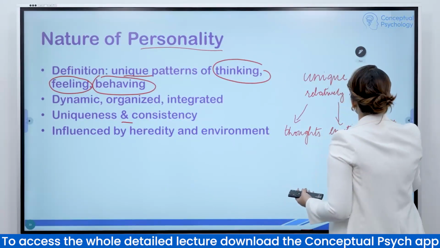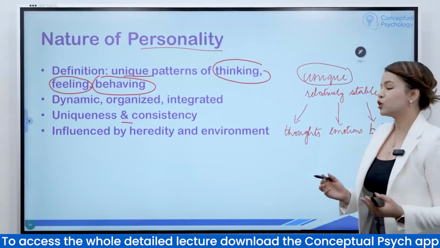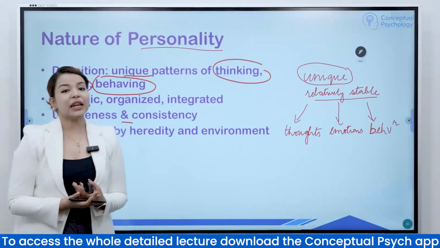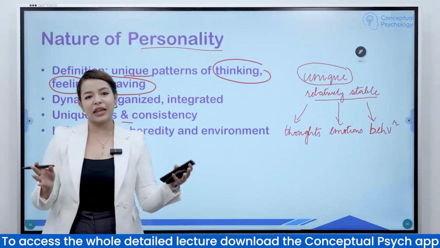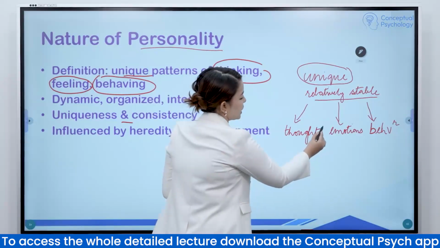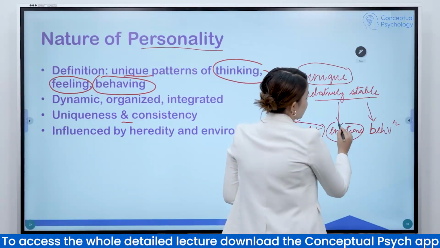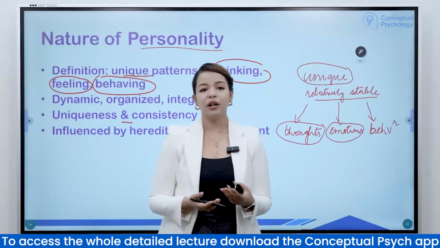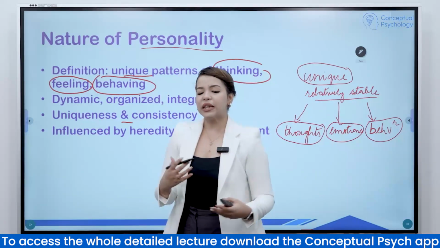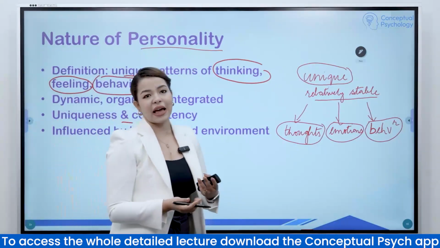A few things are important to note here. One, these patterns are very unique to each person. Two, these are relatively stable. Why relatively stable? Because though our personality does evolve over time, it is more or less stable and consistent over our periods of development. And what are these patterns? These are patterns of one's thoughts, that is how a person thinks, our emotions, that is how a person feels or expresses, and finally behavior, or the observable actions. These are the relatively stable patterns of these three things which characterize an individual.